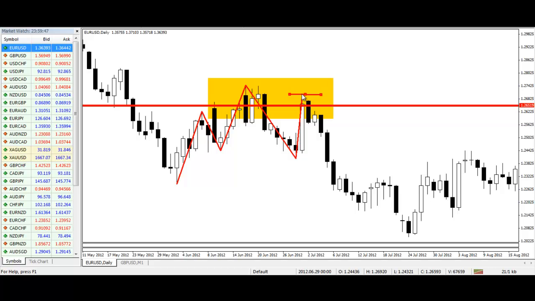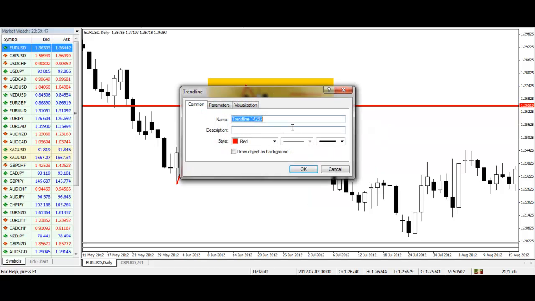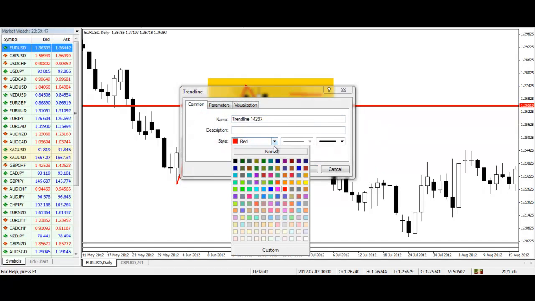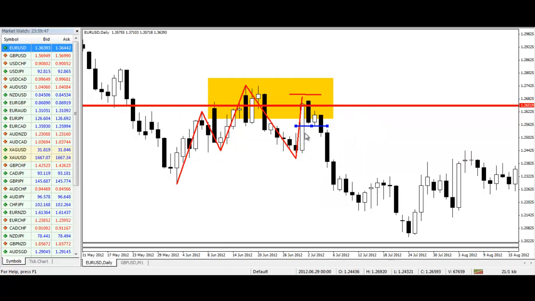And our entry level in this case would be underneath the inside candle here. We'll just make that blue so it's more visible. We can see the entry underneath the inside candle, and we can see the stop loss above the swing high here. And again, we wouldn't look to trail the stop loss on a daily chart.